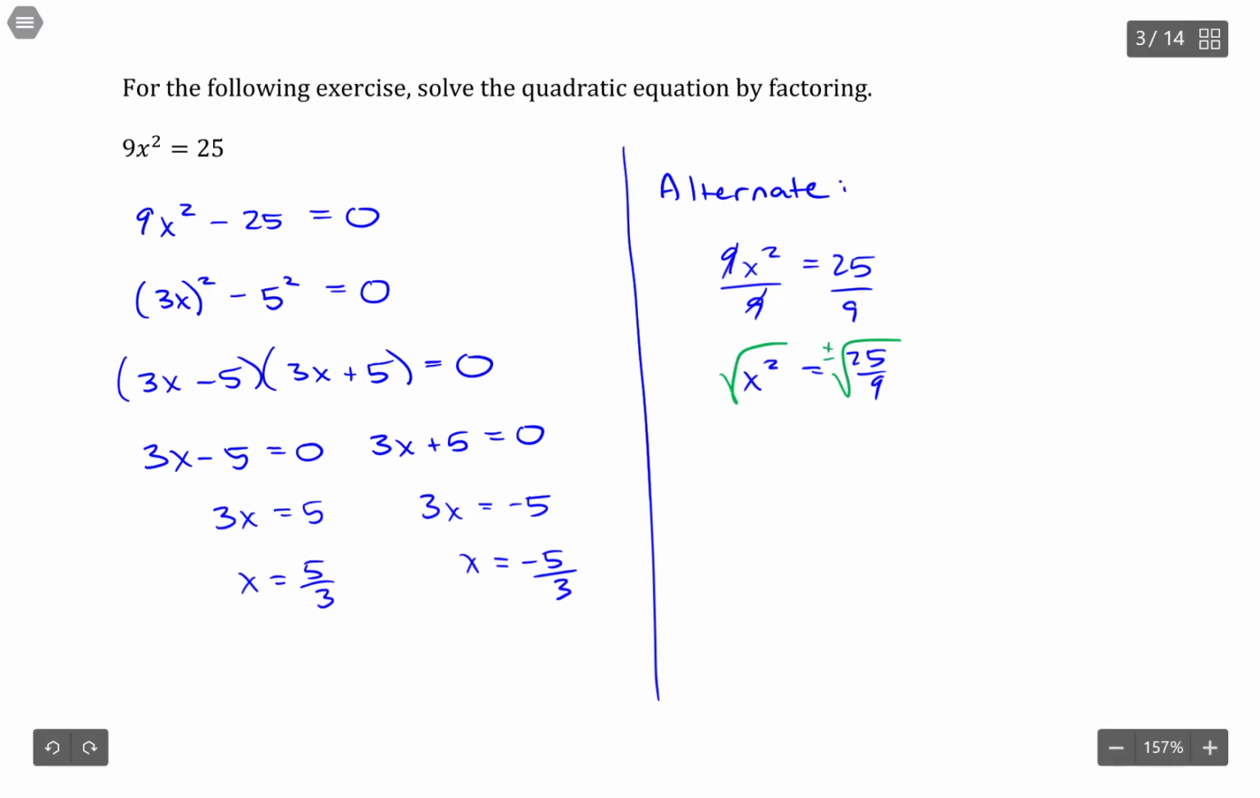Now, you can take the square root of both sides, and because we're taking the square root of a squared variable, we would need to consider the positive and negative case, so that x equals plus or minus. Now, when you take the square root of a fraction, just take the square root of the numerator and denominator separately. So this would be plus or minus 5/3, the same solutions that we got originally.